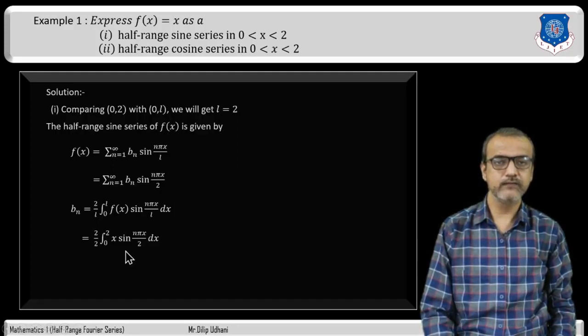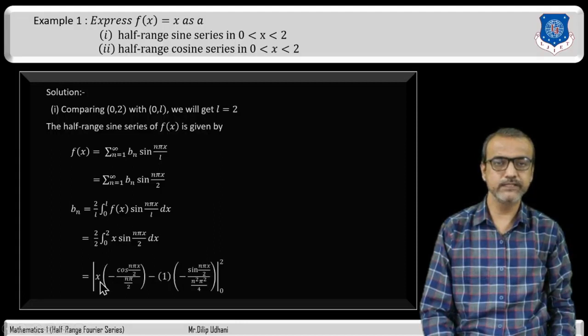Now to integrate the product of these two functions, we will apply the integration by parts formula. First of all, x will be as it is. Now the derivative of x is 1. Then the integration of sin n pi x by 2, and the integration of sin x is minus cos x. So the integration of sin n pi x by 2 is minus cos n pi x by 2 divided by n pi by 2, because the multiplier of x is n pi by 2.